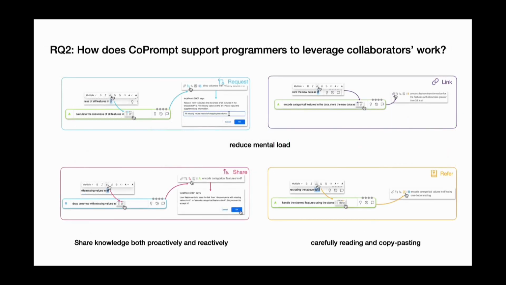And second, how does CoPrompt support programmers to leverage collaborators' work? We found that request and link auto-updates reduced users' mental load. The share mechanism allows users to share knowledge both proactively and reactively, and the refer mechanism reduced the effort of carefully reading and copy-pasting. And we would like to discuss some of the aspects we found worth exploring in the future.